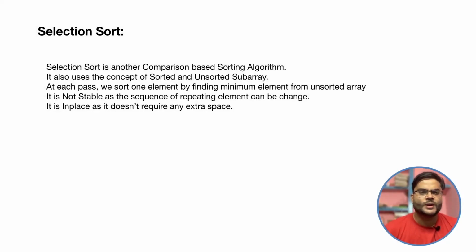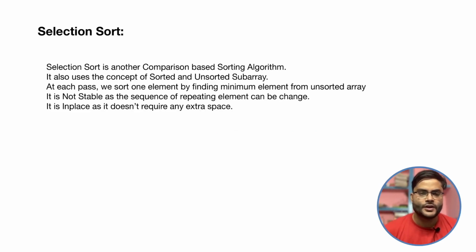Okay, so let's talk about selection sort. Selection sort is another comparison based sorting algorithm, right? Here also we compare the elements and then sort them. And it also uses the concept of sorted and unsorted subarray, like our bubble sort. So here we have a sorted array and an unsorted array, right?